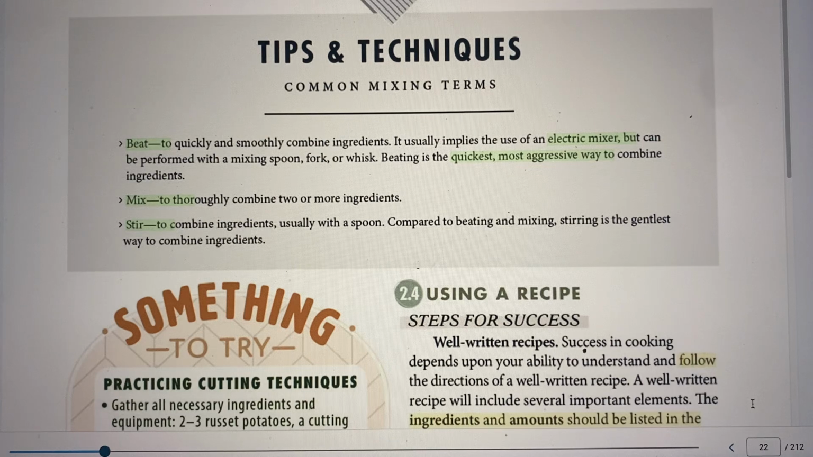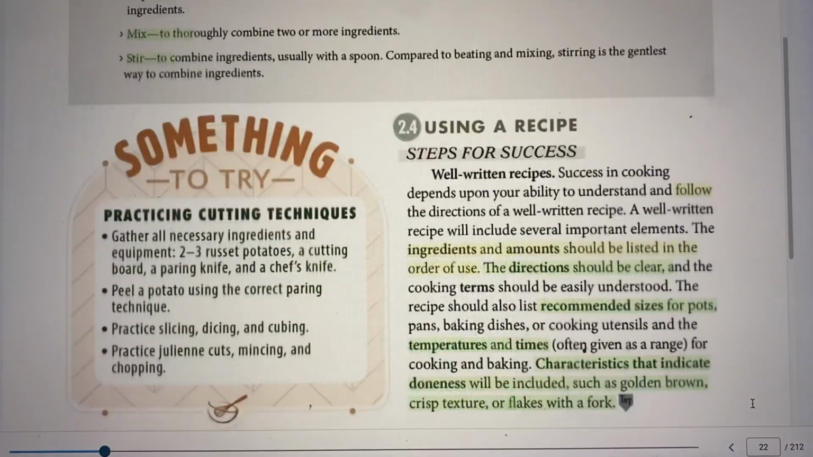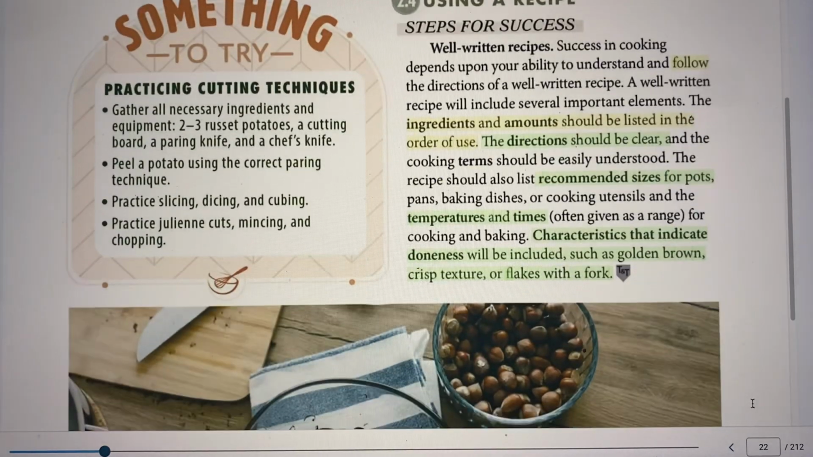To stir is to combine ingredients usually with a spoon. Compared to beating and mixing, stirring is the gentlest way to combine ingredients. So, see the difference there. So, here we go. We're going to talk about using a recipe.